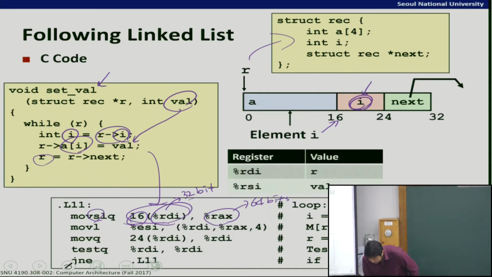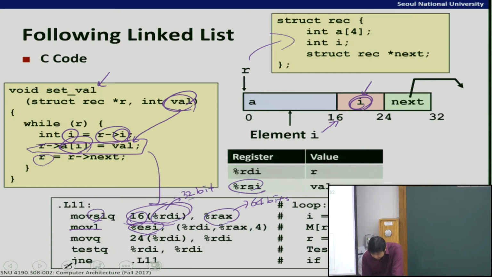Secondly, now we set the value using RSI. ESI is just the lower 32 bits of the RSI register. So it stores the value of A of I to val, because the ESI register holds the value of val, which is the second parameter here. So this instruction executes this second line of code.